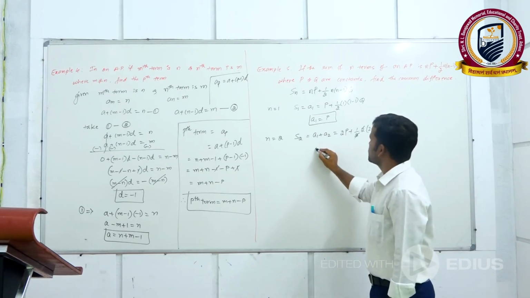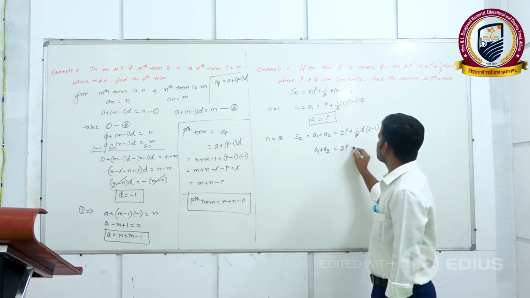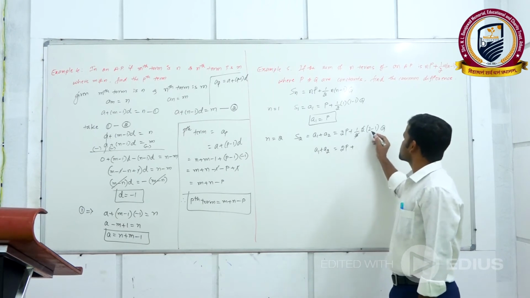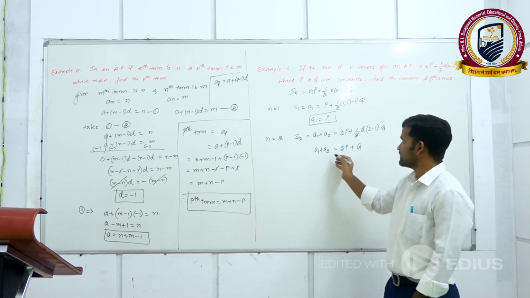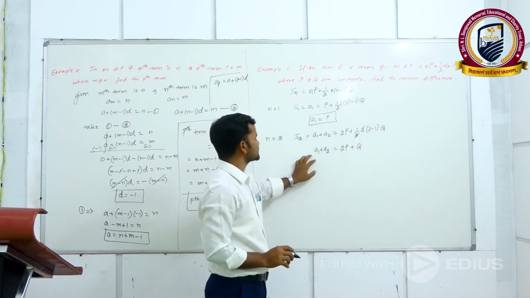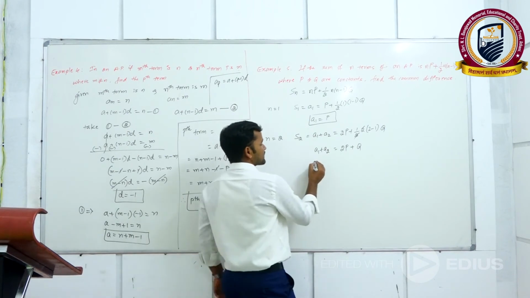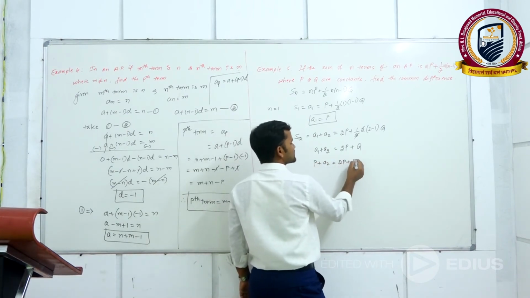The 2 gets cancelled. a1 plus a2 is equal to 2p plus 2 to get cancelled, 2 minus 1, 1 into q. Sum of first two terms is a1 plus a2. a1 is already known to us, so let us substitute that. This is nothing but p plus a2 is equal to 2p plus q.